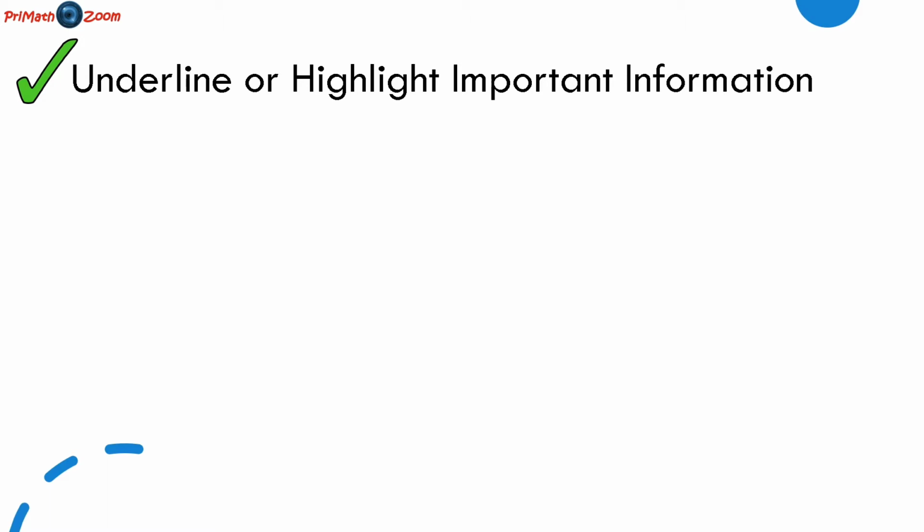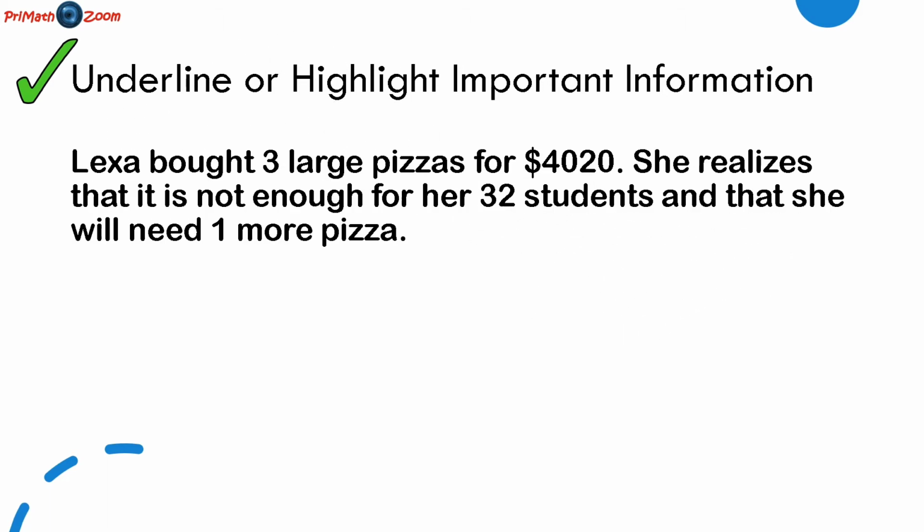So the first strategy that we're going to look at is underlining or highlighting the important information. So here is a worded problem or a story problem. Lexa bought 3 large pizzas for $4,020. She realizes that it is not enough for her 32 students and that she will need one more pizza. So let us think about the important information that will help us to solve any question that might come. So in this, what important information do you see?